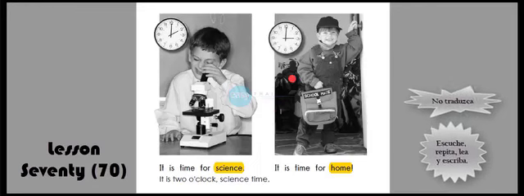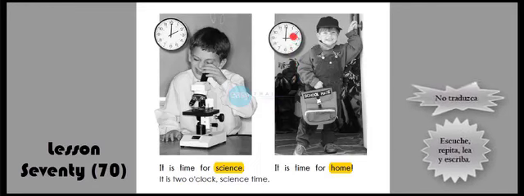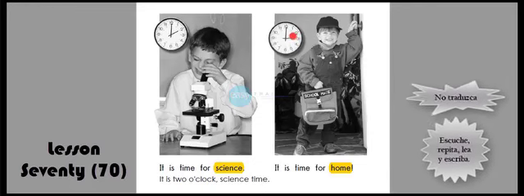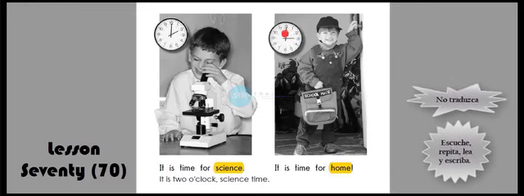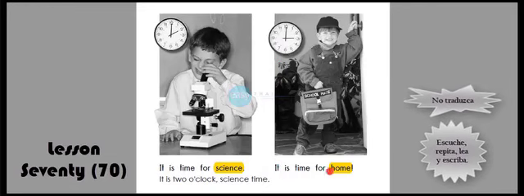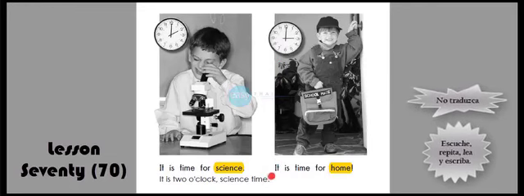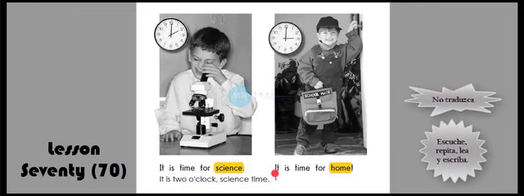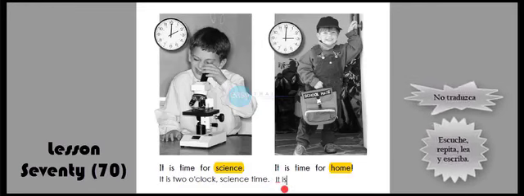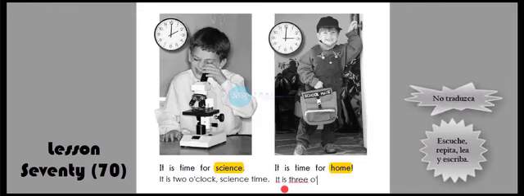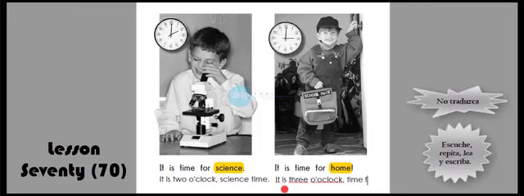What time is it? It is 3 o'clock. It is 3 o'clock. What's the time? The time is 3 o'clock. It is 3 o'clock. Time for home. Time for home.